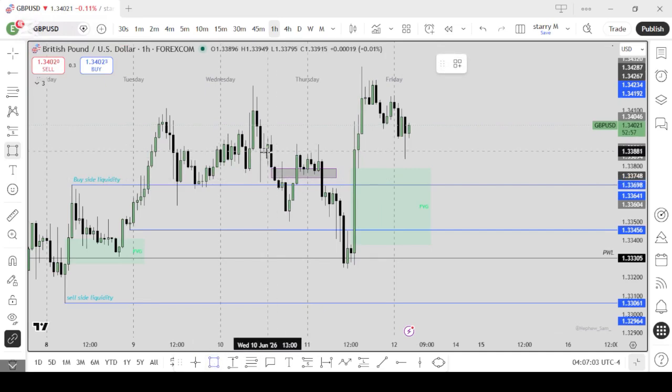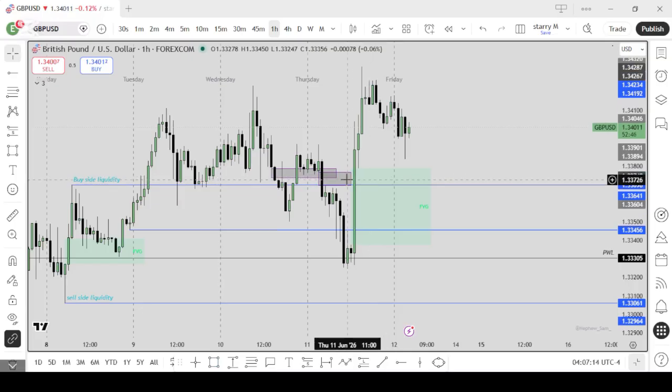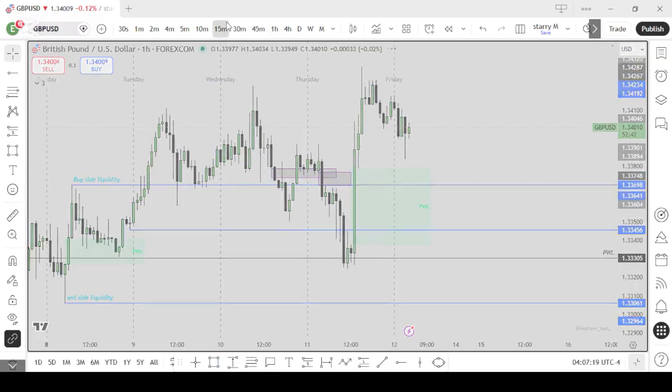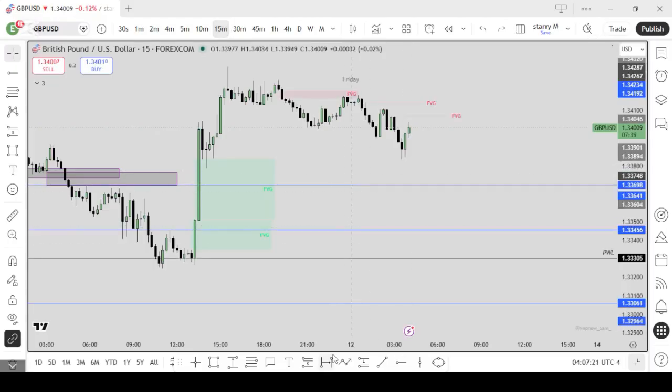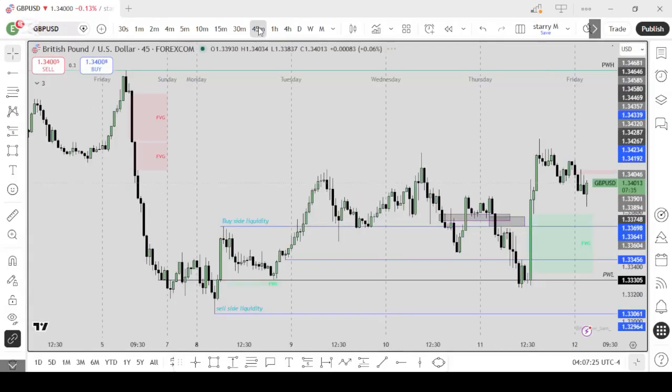Now when it made this, I knew the structure had shifted, and then it made this fair value gap, and I knew for sure market structure has shifted. So I was waiting for it to mitigate this, but on the 1 hour it didn't mitigate. But on the, I think 45 minutes, yeah, it had mitigated that fair value gap. So I knew we might not come back to that fair value gap.